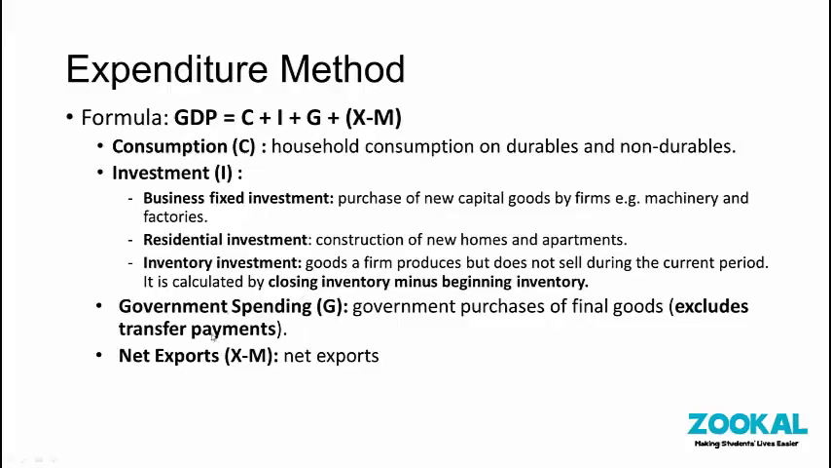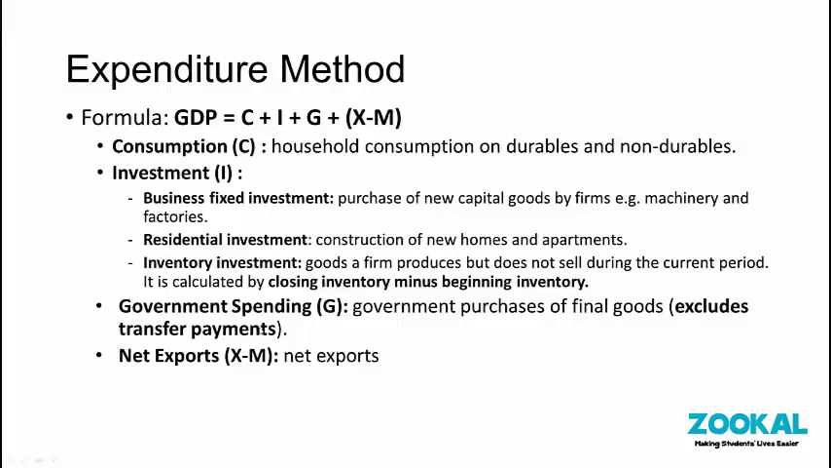The G component of GDP is known as government spending. So this includes government purchases of all final goods. One really important thing to remember is that government spending excludes transfer payments, because transfer payments are indirectly included in the consumption component of GDP. So we do not add transfer payments into government spending when we're calculating GDP.